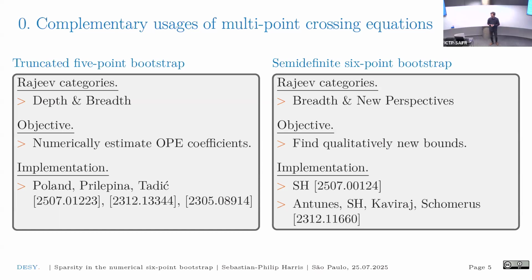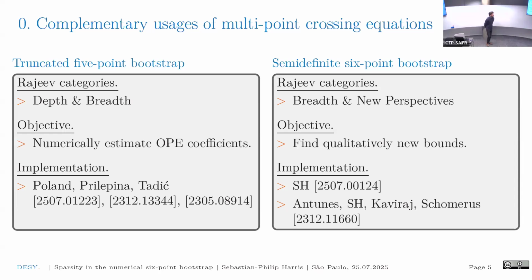With the nice categories that Rajeev gave us to gauge the value of science, I would say that this truncated 5-point bootstrap goes in the direction of depth and breadth. So the objective is, you find some clever way of numerically estimating OPE coefficients by truncating these 5-point functions. Whereas the semi-definite 6-point bootstrap that I talk about today, on the complementary side, has the aim of going in the direction of breadth and new perspectives. And I want to find qualitatively new bounds using 6-point functions.